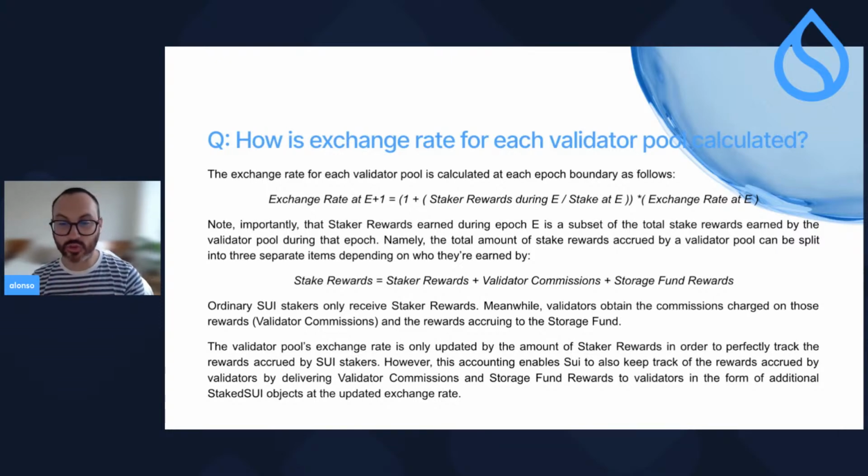That shows you that you can do this very simple math to calculate how the exchange rate moves over time. And it always goes up because stake rewards can never be negative. So the exchange rate is always appreciating, and the ratio of exchange rates across any two epochs tells you the validator pool's return in terms of stake rewards throughout that epoch. Now, where do stake rewards come from?